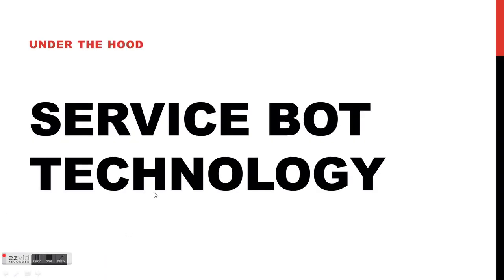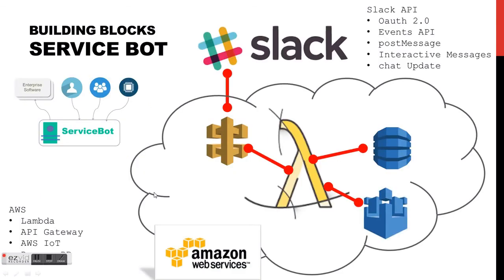Now, a little bit under the hood, what has happened is that I have used Amazon Lambda, API Gateway, and AWS IoT, and then of course for authentication I used several APIs: OAuth2, Events API, post message, interactive messaging, and chat update. So I have adopted the best practices from both platforms and built this application.